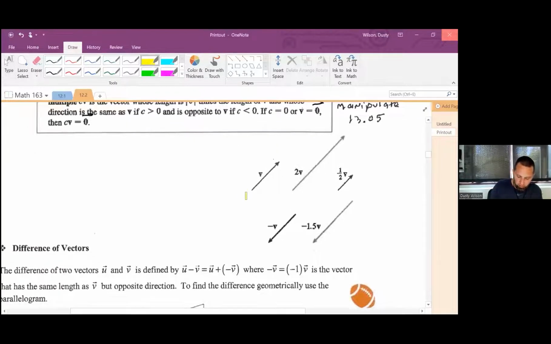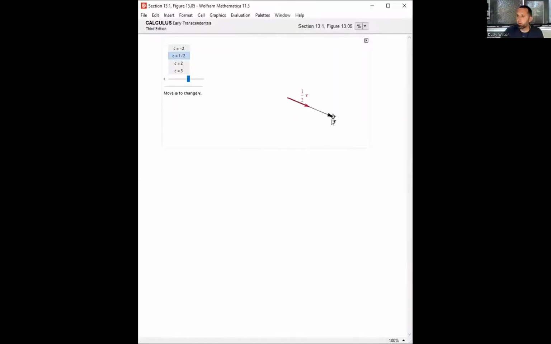So if we have some vector v, notice that 2v is exactly twice as long in the same direction. Half v would be half the length. Negative v would be the same length, but notice that the direction is opposite, etc. Okay, same thing. So here's our v vector, that's the long black one. So a half v would be half the length.